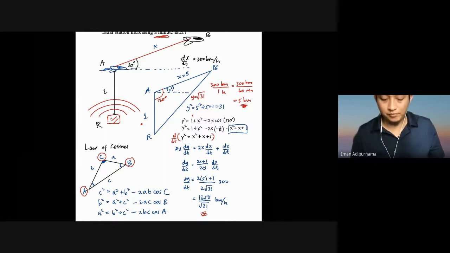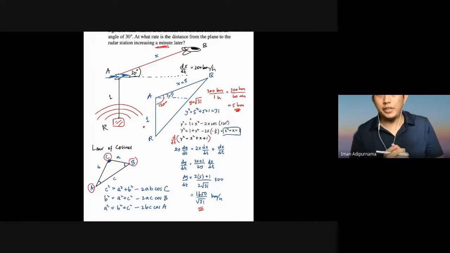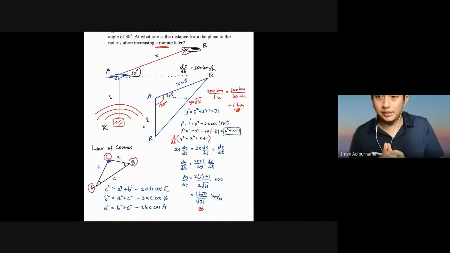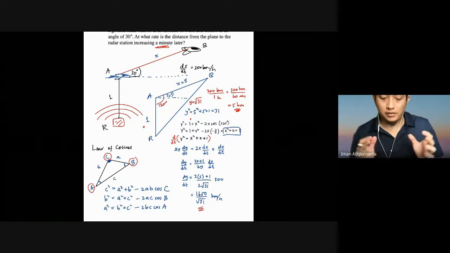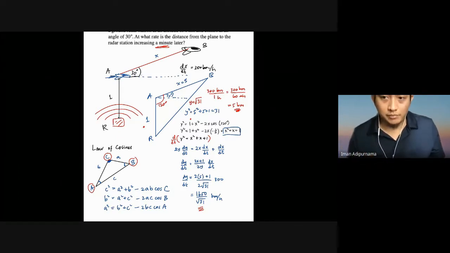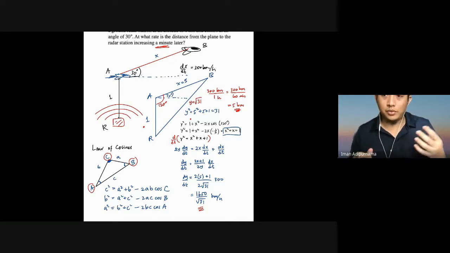But still, the idea for related rates is first to understand the question, where the question is going, and then try drawing the diagram, until you get the idea of how to connect all these numbers.